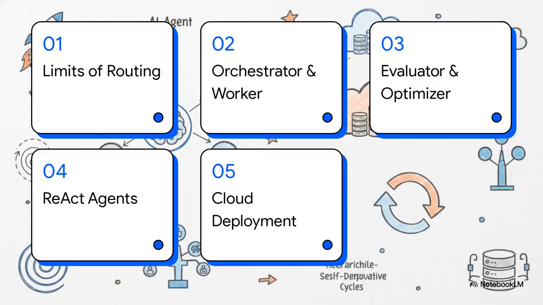So, here's our roadmap for today. First up, we'll look at the limits of basic routing. Then move into the orchestrator and worker pattern. After that, we'll check out the evaluator and optimizer loop, jump into fully autonomous React agents, and finally, we'll cover how to get all this into the cloud.